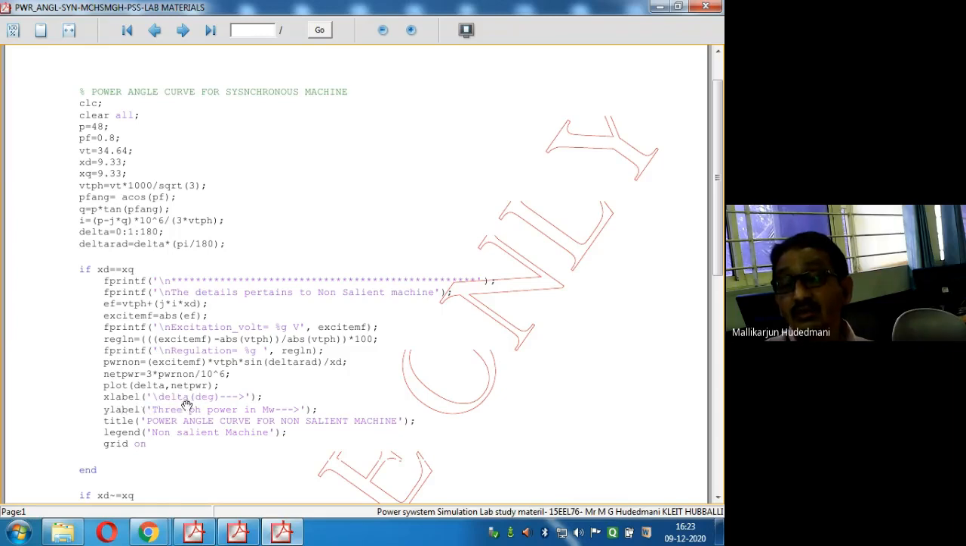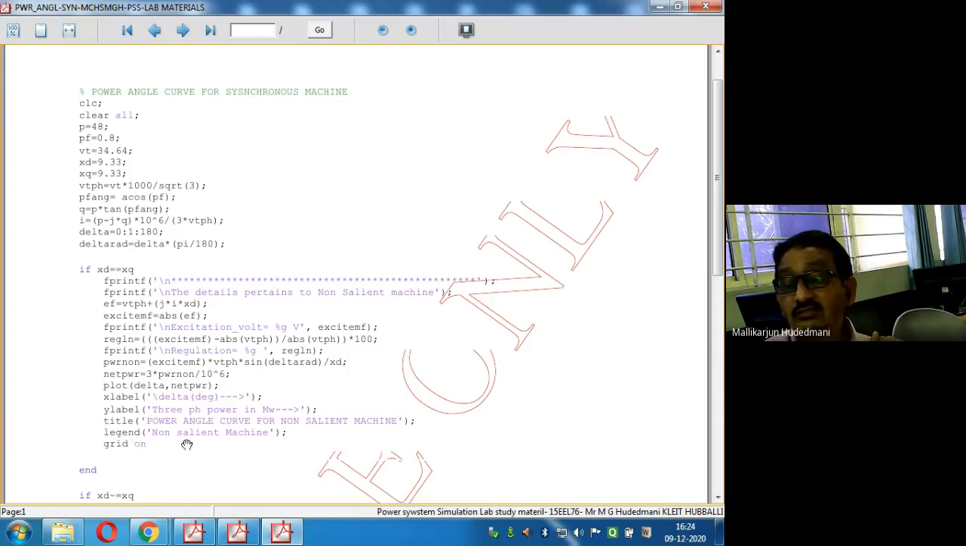X label delta in degrees or in terms of radian. And label the y axis power 3 phase in megawatt. Title of the graph: power angle curve for non-salient machine. Legend. What is the color of the curve?